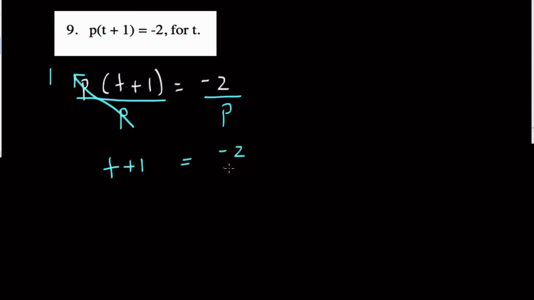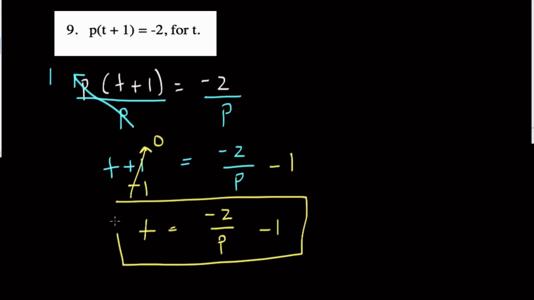And this is -2 over p. So how do I get rid of plus 1? I subtract. So let's subtract 1 from both sides. 1 minus 1 is 0. I end up with t plus 0. I don't have to write that 0. So I end up with t equals -2 over p minus 1.